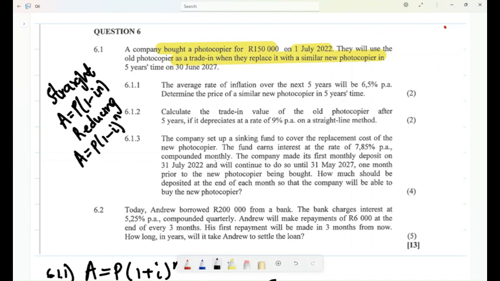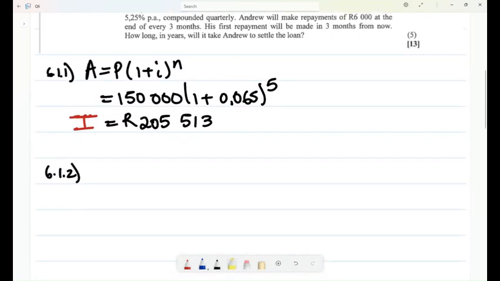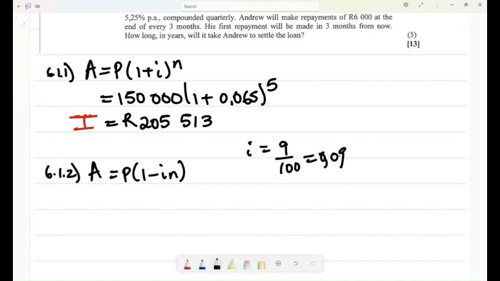Okay, please take note. But in this case, you're going to use this one. Why? Because it is depreciating using the straight line method. So I'm going to say A is equal to P times (1 minus i n). What is my i? My i in this case is 9 divided by 100, which is 0.09.